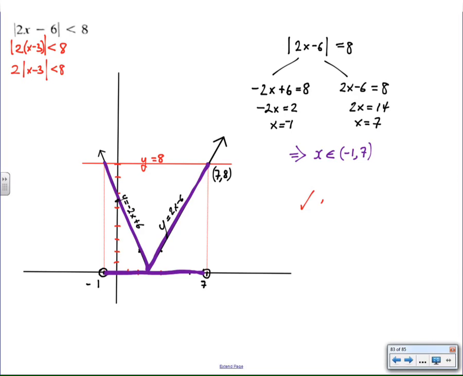Don't forget, I should have done this in the first place, to label the rays, because then you can see this equation is 2x minus 6 and y equals 8. Here's 2x minus 6 equals 8. That's where the 7 comes from, right here. And here we have the negative 2x plus 6. Here's negative 2x plus 6 equals 8. So these should match up as well. And just to verify, when x equals 0, which is one of the numbers between -1 and 7, my inequality is in fact true.